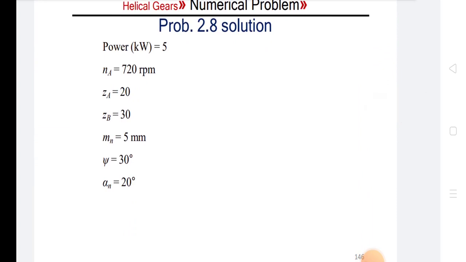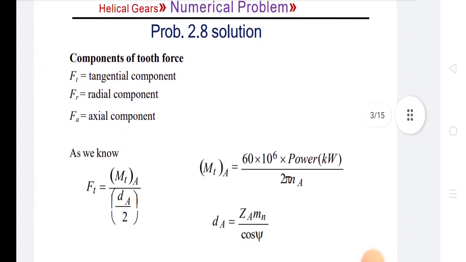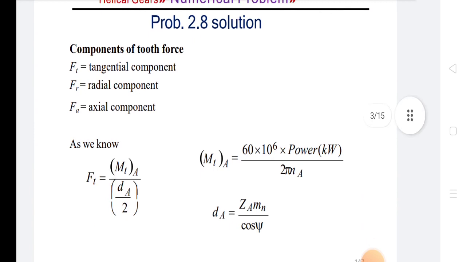Power is equal to 5 kilowatt, Na is equal to 720 rpm, ZA is equal to 20, ZB is equal to 30, Mn is equal to 5 mm, psi is equal to 30 degree, alpha n is equal to 20 degree. So, components of tooth force: Ft is equal to tangential component, Fr is equal to radial component and Fa is equal to axial component.